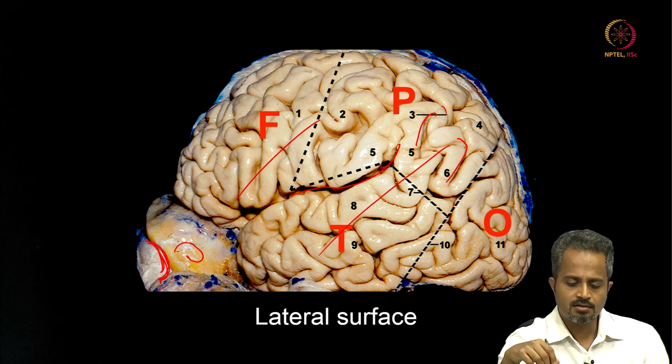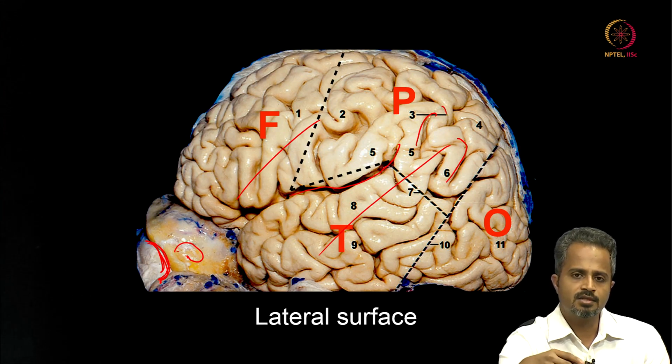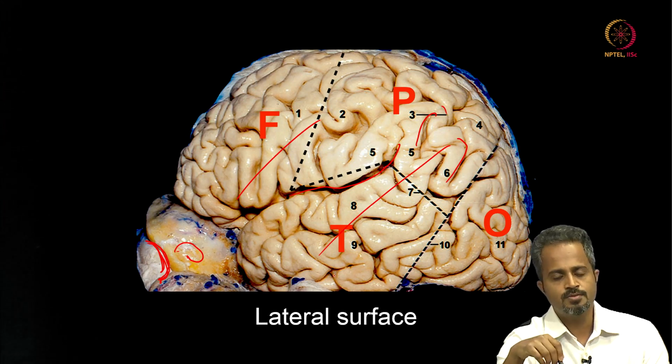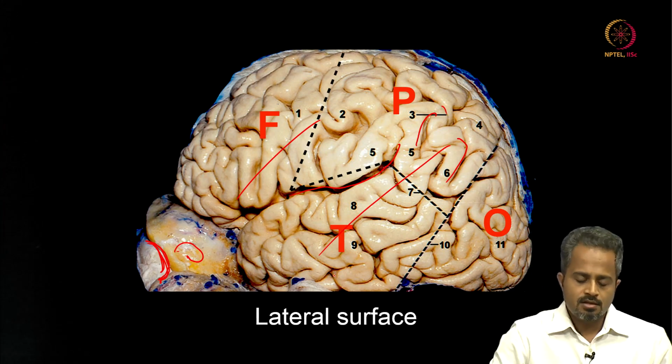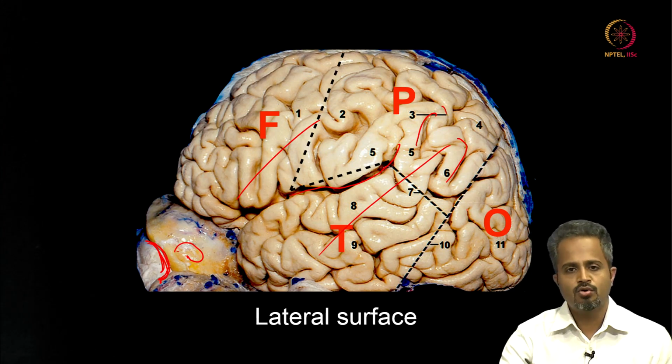Having said that, how do these divisions happen? Overall there are 5 lobes to know, but what is shown here are 4 lobes.